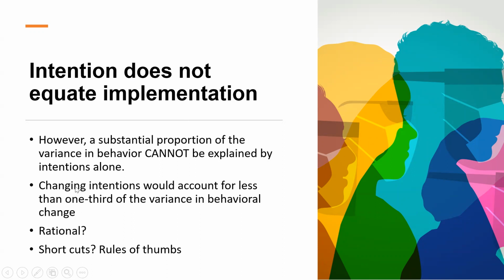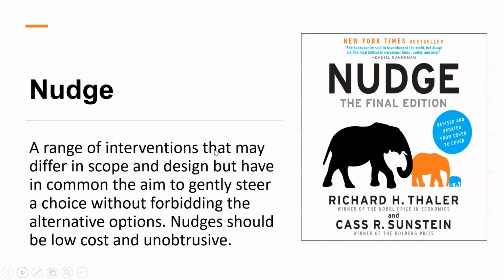In fact, it's been shown that changing intentions would account for less than one third of the variance of behavioral change, because we know that people, in many occasions, may not act rationally. They may use shortcuts, they use heuristics, they use the rules of thumb. And so, what is nudge?